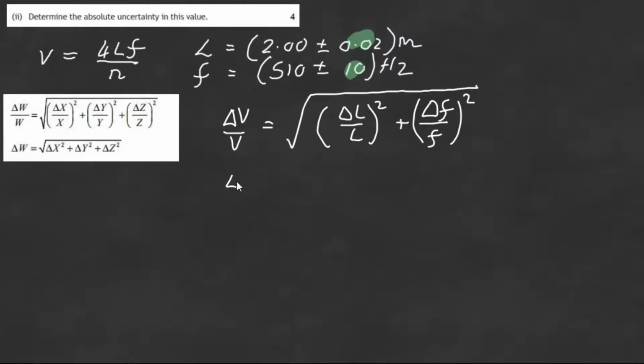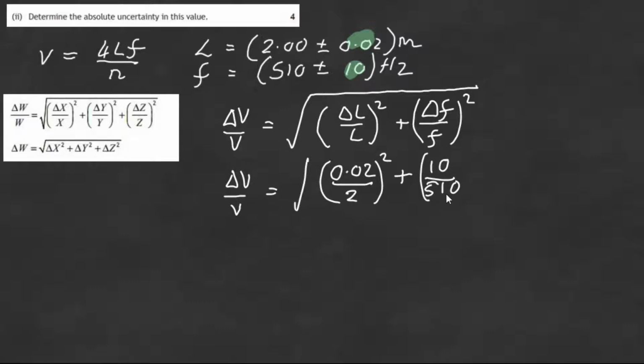So delta V over V, we put in the numbers for this then. We're going to have the square root of the uncertainty in L over L, which will be 0.02 all divided by 2, and we have to square that, plus the absolute uncertainty in the frequency, which was 10, so it's going to be 10 divided by the value, which is 510, and we've got to square that as well. And remember, we're taking the square root of everything in those two squares.